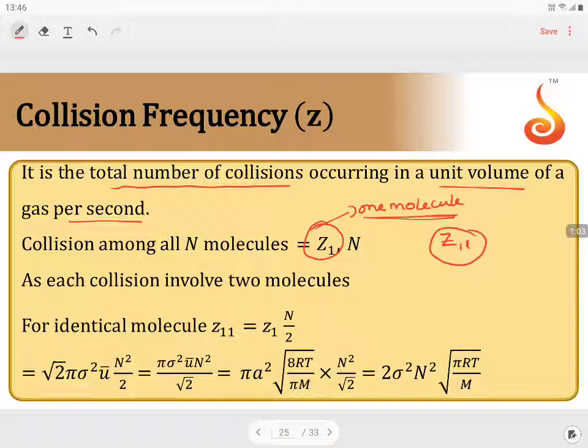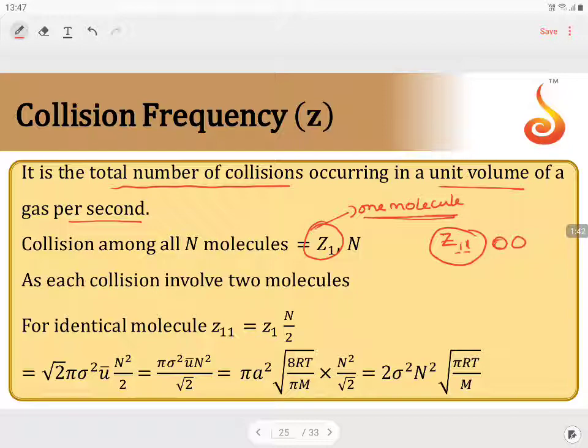When you talk about Z11, what this 1 indicates is that the molecules are identical with respect to each other. Two same gas molecules, identical in size, shape and mass, are undergoing collision with each other. That is indicated by Z11. If you have two different gas molecules, their mass and size will be different, and it will be represented as Z12. So the notations Z11 or Z12 indicate the binary collisions happening between two identical or two different molecules respectively.